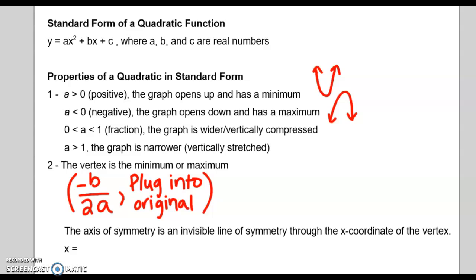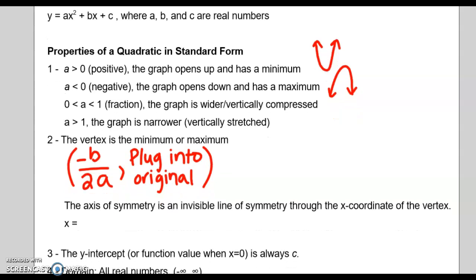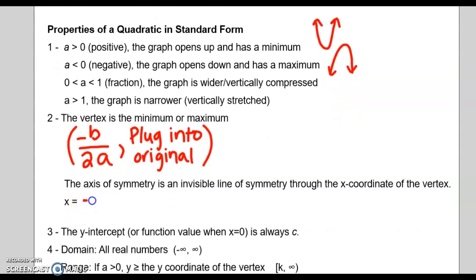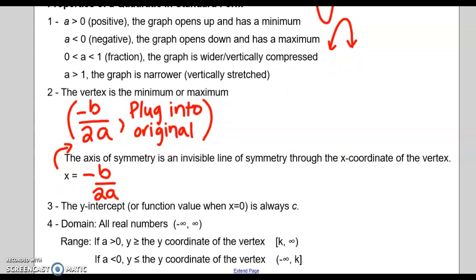And then the axis of symmetry is the same as vertex form as the x-coordinate of the vertex. So for here, the axis of symmetry will be negative b divided by 2a, or whatever you got up here for the x-coordinate. Because that axis of symmetry always goes through the x-coordinate of the vertex.